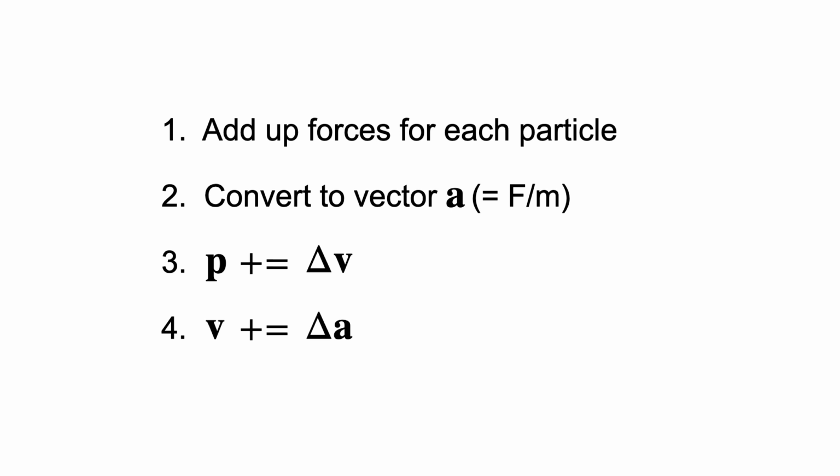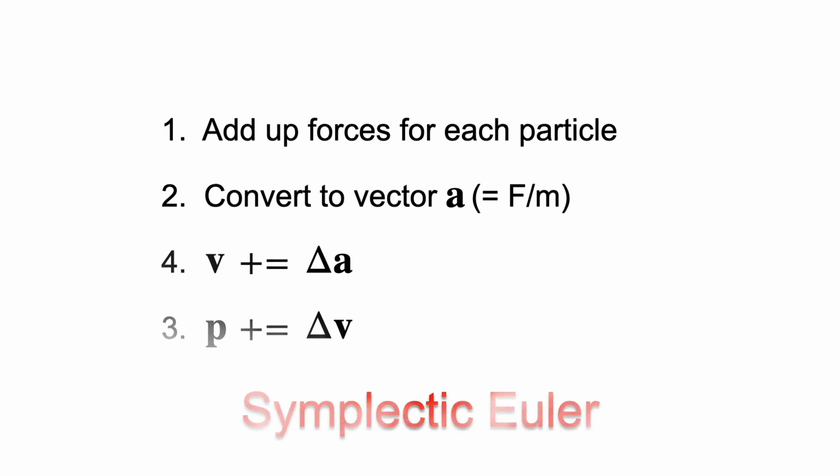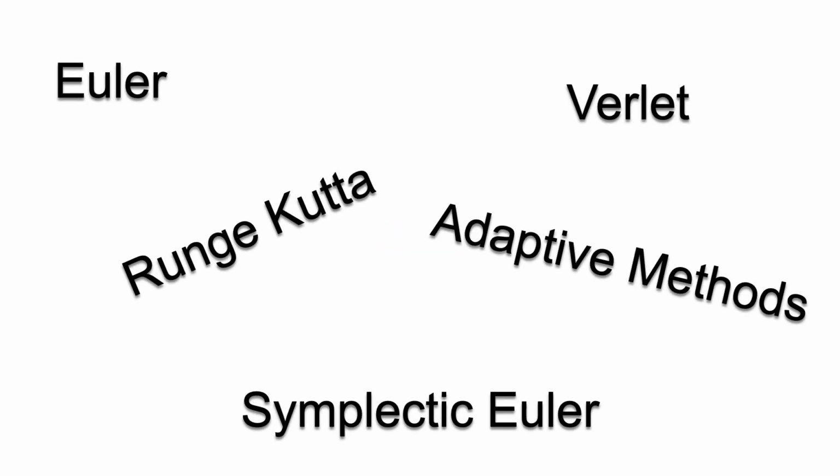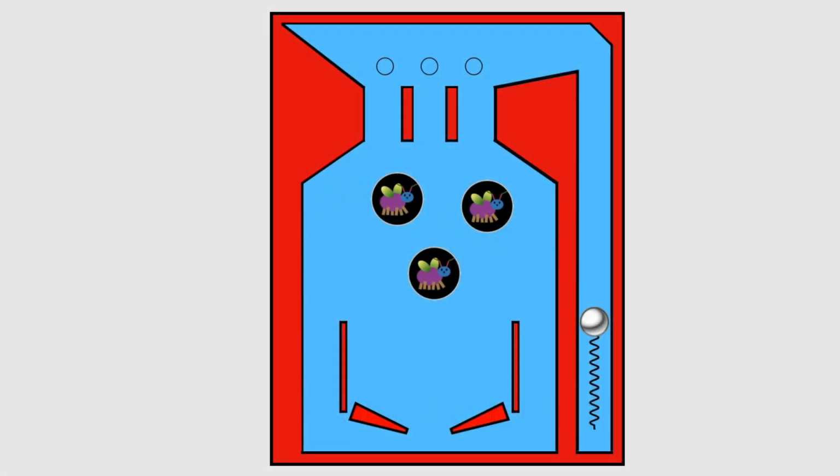You can make springs work better just by swapping the order of the velocity and position updates. Now the position uses the new updated velocity instead of the old one from the previous time step. This variant is called Symplectic Euler, and it's a lot more stable. There are many other types of integration methods to choose from. You can create all sorts of fun things with particle systems, including a pinball machine.